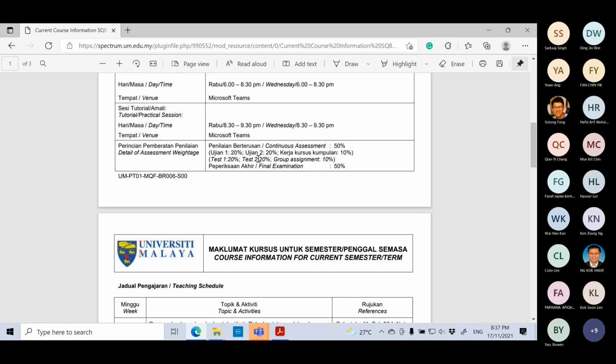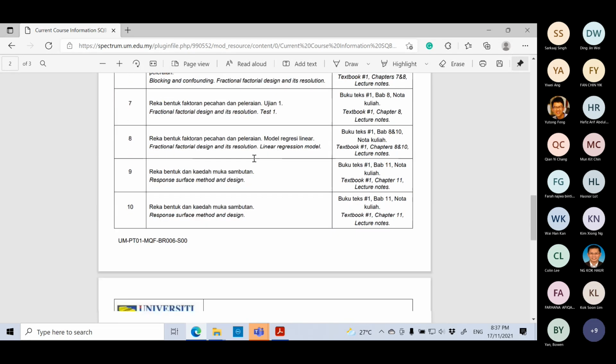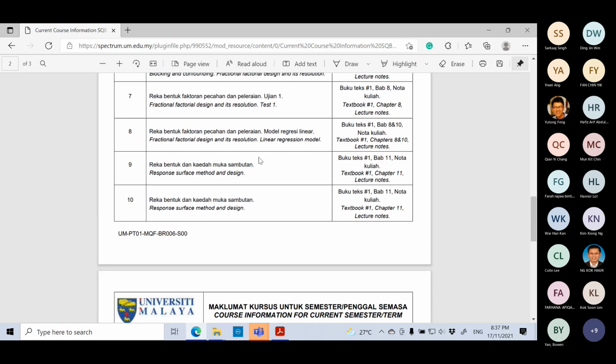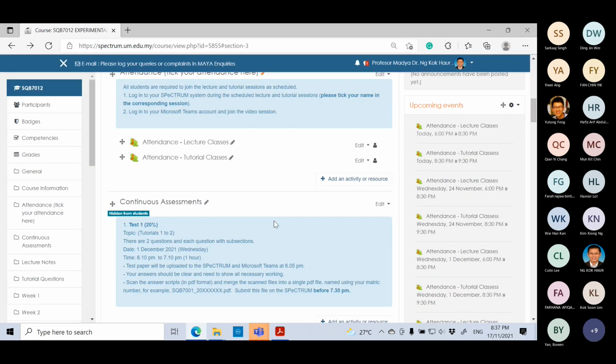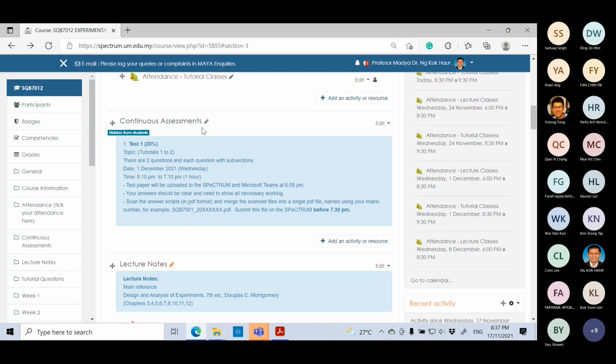For test 1 and test 2, as I mentioned before, the test is in week number 7. This week is week 5. Our test will be scheduled in week 7, before you have the semester break. Let us go through here. This information I still hide from the students first, as I have not updated the latest one yet.